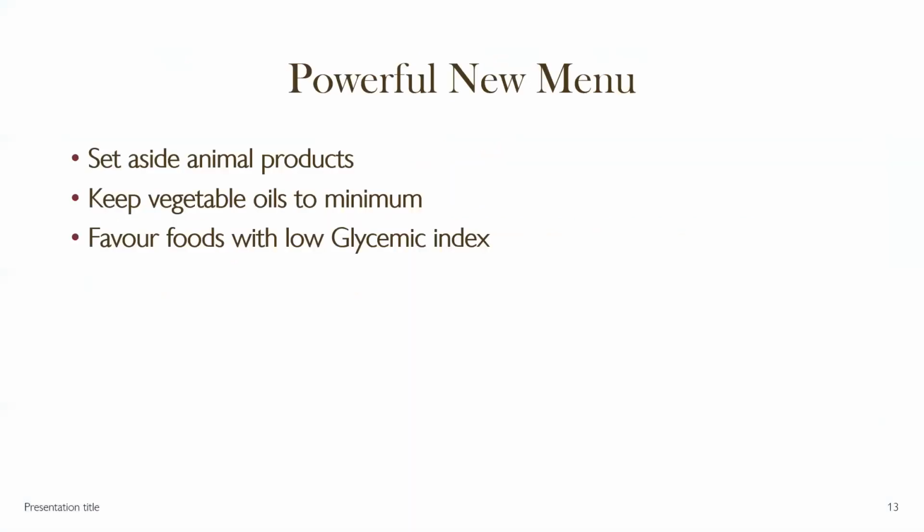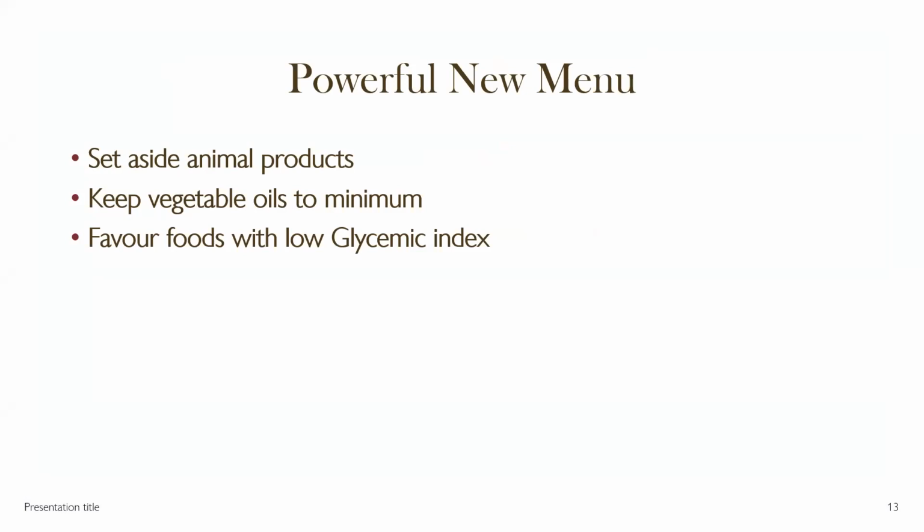Now, what is this book mainly focusing on? It is helping us design a powerful new menu. It mainly has three main points we have to keep in mind while designing the menu. First, we have to set aside all the animal products. Animal products don't mean only meat products, it means eggs also, and milk and milk products also. Any dairy products coming from animals, and all the meats, let it be chicken, mutton, beef, or anything, have to be kept aside. Eggs also have to be kept aside.